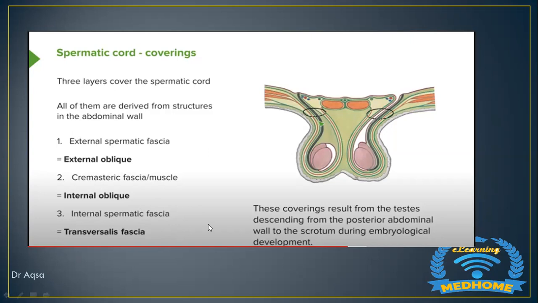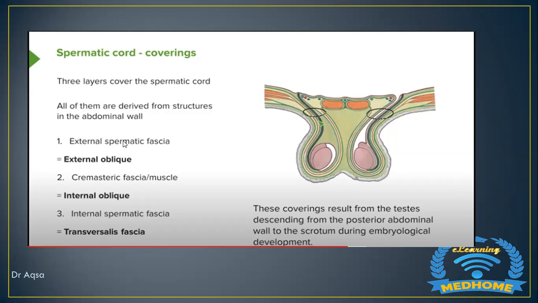Now, what is the importance of these 3 layers? These coverings result from testes descending from the posterior abdominal wall to the scrotum during embryological development. So these are the 3 layers that the testis pushes through as it descends into the scrotum during embryological life, when the baby is in the fetus period.